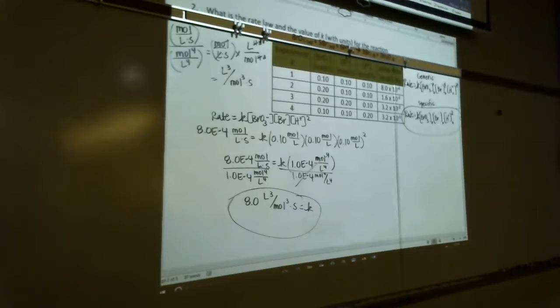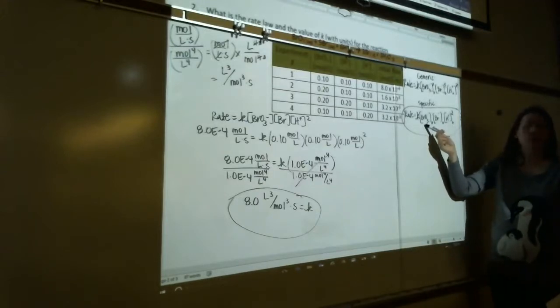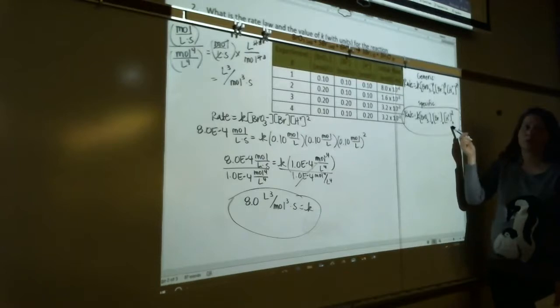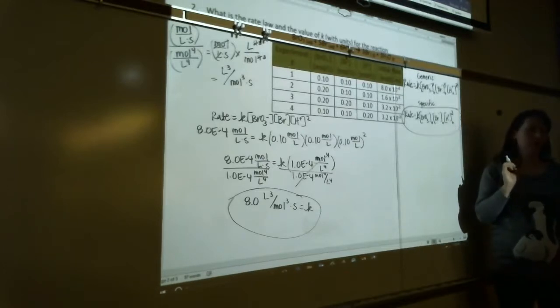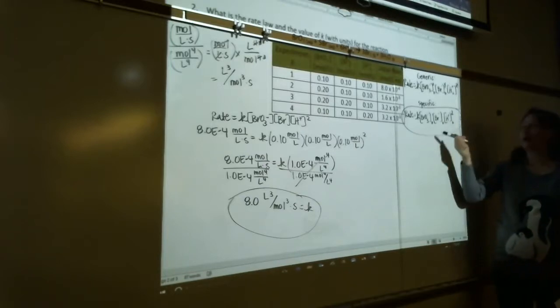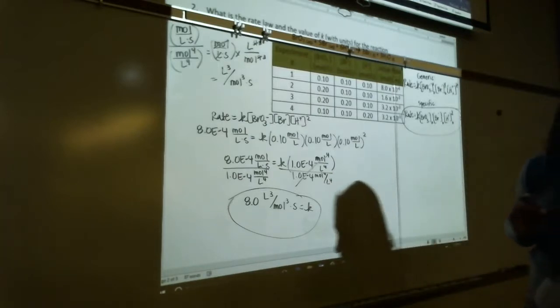Do we agree on number 2? So if I said, what's the order with respect to bromate? It'd be 1. What's the order with respect to bromide? It'd be 1. What's the order with respect to hydronium? It'd be 2. But what's the overall order of the reaction? How do you get the overall order? Add them all up, so it'd be 4. Right. Questions on number 2?